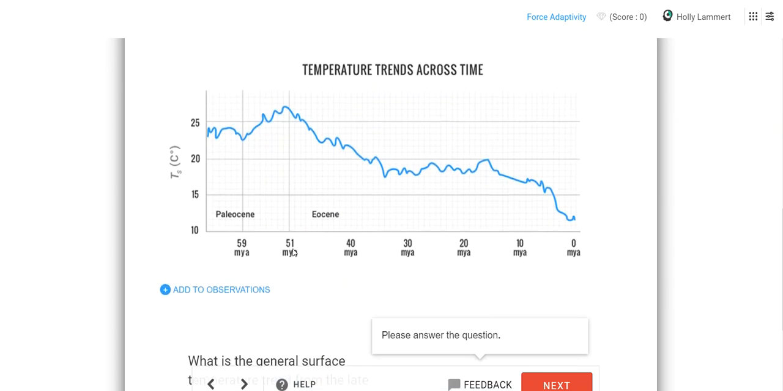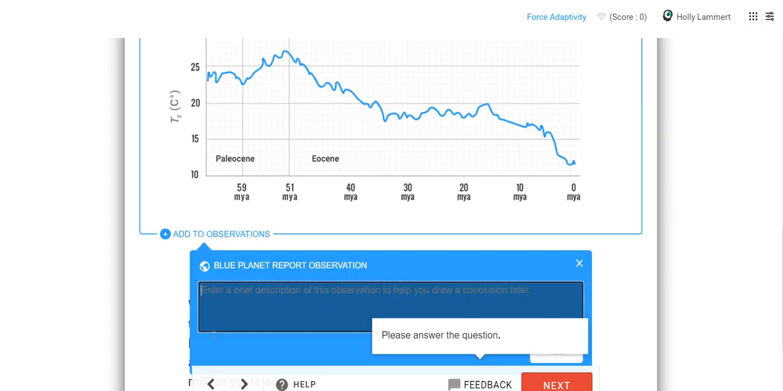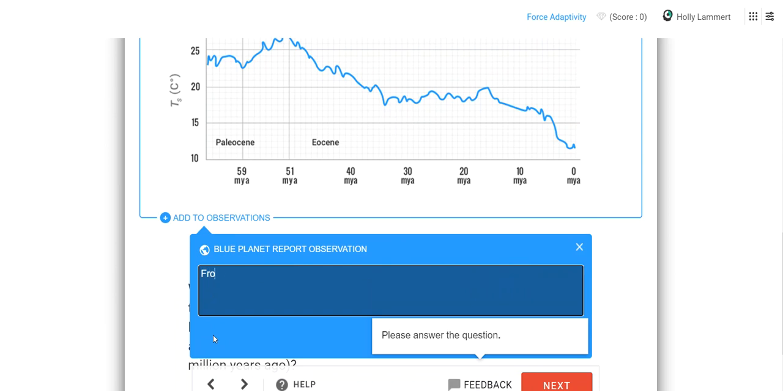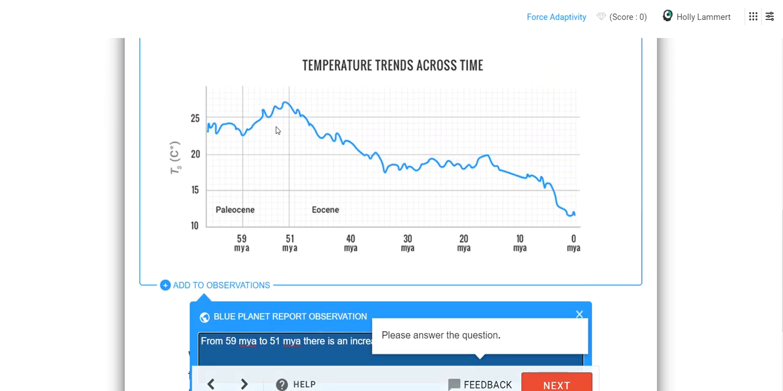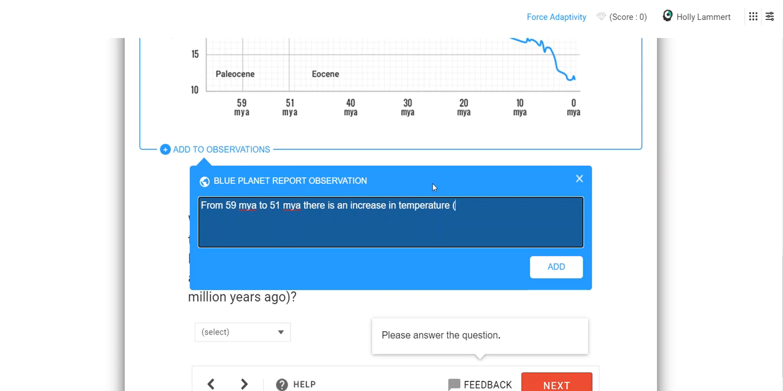All right, so temperature trends across time. From the Paleocene to the Eocene, what do you notice? Let's add this to our observations. So we're going to write what we notice. So I'm going to say from 59 MYA, million years ago, to 51 million years ago, there is an increase in temperature. And then I want to be even more specific and say by how much. So I'm going from about 22, and if this is by fives, that would be about 27. So about 5 degrees.